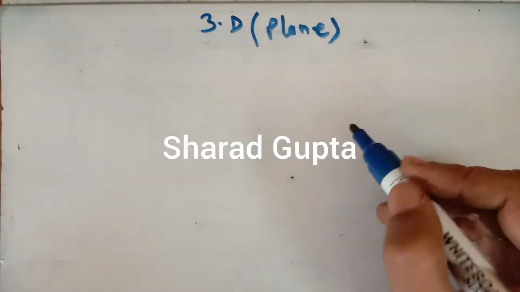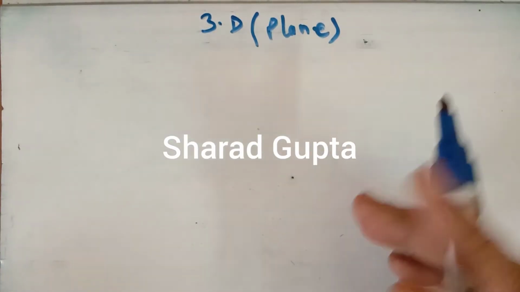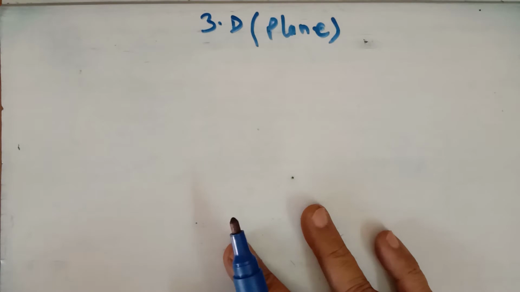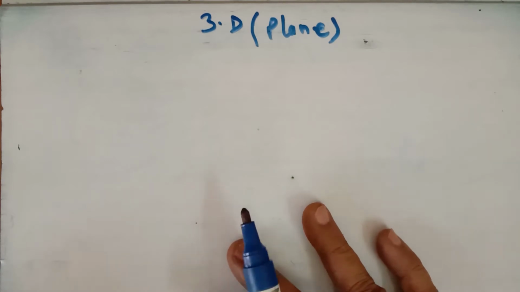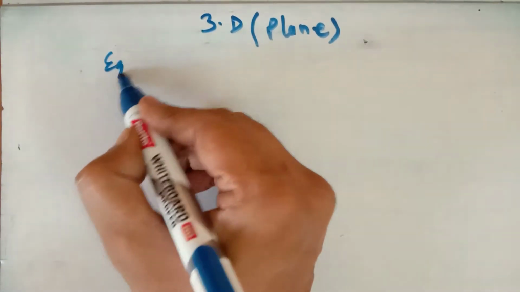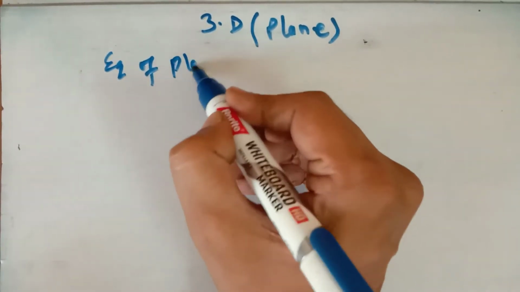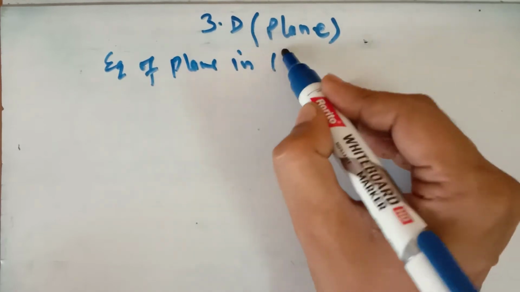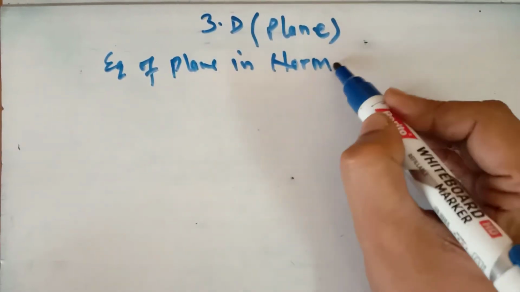So this is lecture number 5 for the chapter Three-Dimensional Geometry for class 12th. Today we're starting with the topic plane. First of all, we'll find the equation of the plane in the normal form. Equation of plane in normal form. Normal means perpendicular.